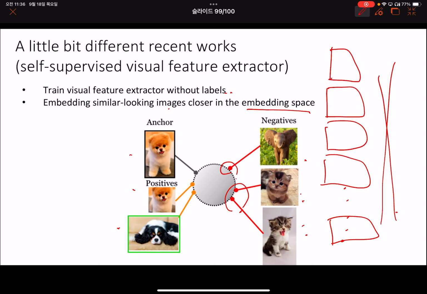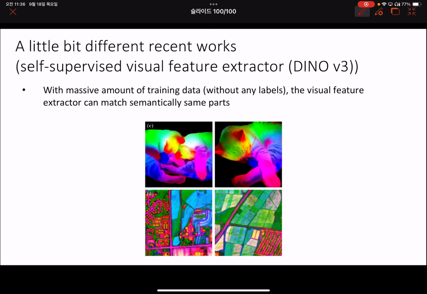Elephant should be a little bit different space. It tries to embed them into embedding space, and then that is contrastive learning. I guess it was introduced in 2018 or 19, and at that time the performance was not very mature. But these days it's really surprising.